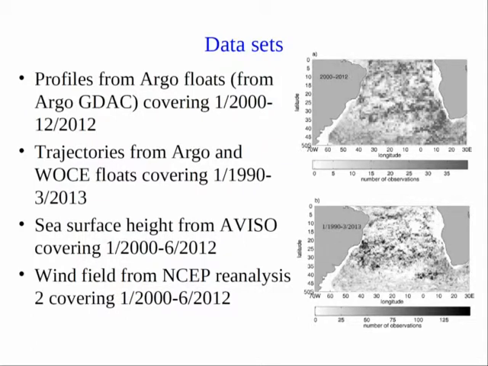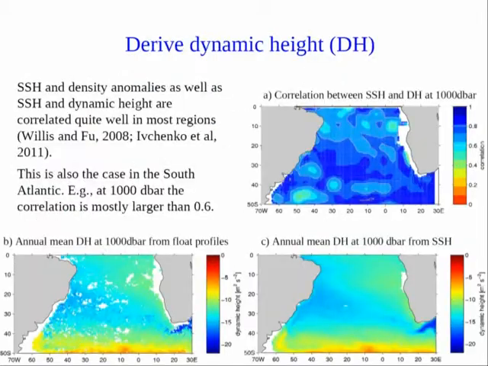So the data sets are the profiles from the Argo floats, from the Argo GDAC, from 2000 to 2012. Then there are the trajectories, both from Argo floats and some other floats. So that's 1990 to 2013 roughly, until March. Plus there is the sea surface height from Aviso from 2000 to June 2012. And then for the Ekman transport, I need a wind field, so I chose to use the NCEP reanalysis too.